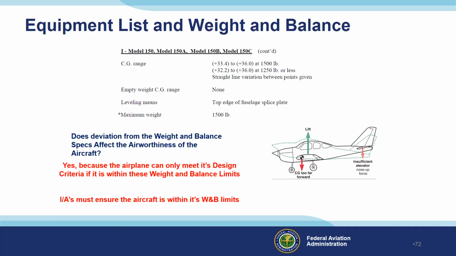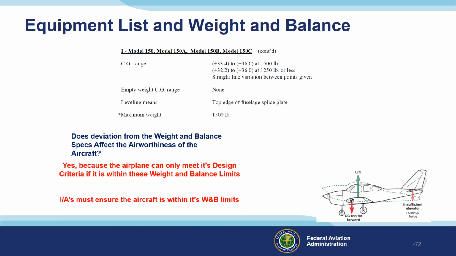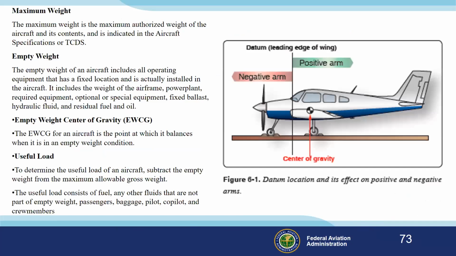So when you're doing an inspection, you must ensure the aircraft is within its weight and balance limits, because that's part of the type design. And of course, if it's out of CG, chances are it's going to crash. There have been a lot of accidents caused by weight and balance problems. Going to do a little review of weight and balance here. Get familiar with it again if it's been a while since you looked at it.